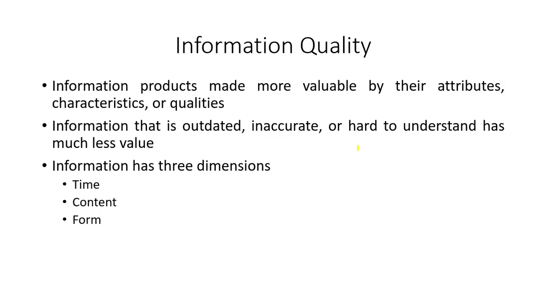So the organization would like to get information from the business organization. And what kind of information? That is information quality. Information products are made more valuable by their attributes, characteristics, and qualities. It means information that is outdated, inaccurate, and hard to understand will have less value. So the characteristics or the attributes of the information will be in these three dimensions. We have time, content, and form.